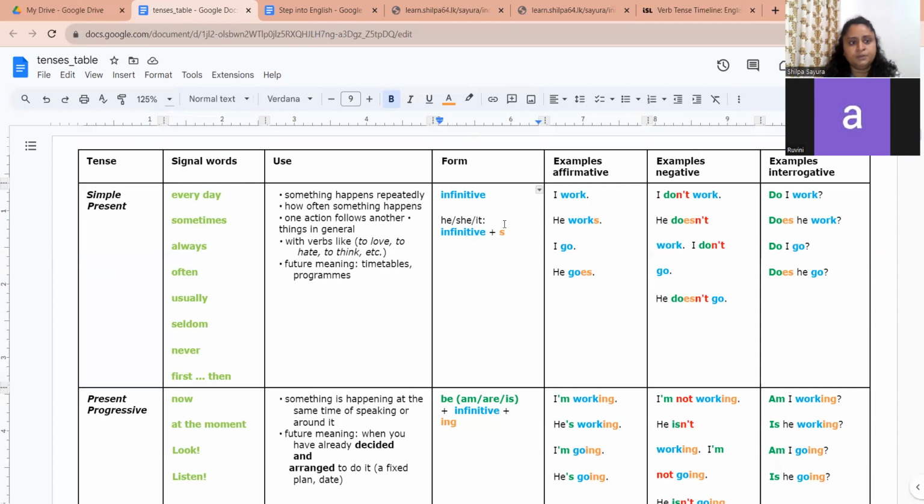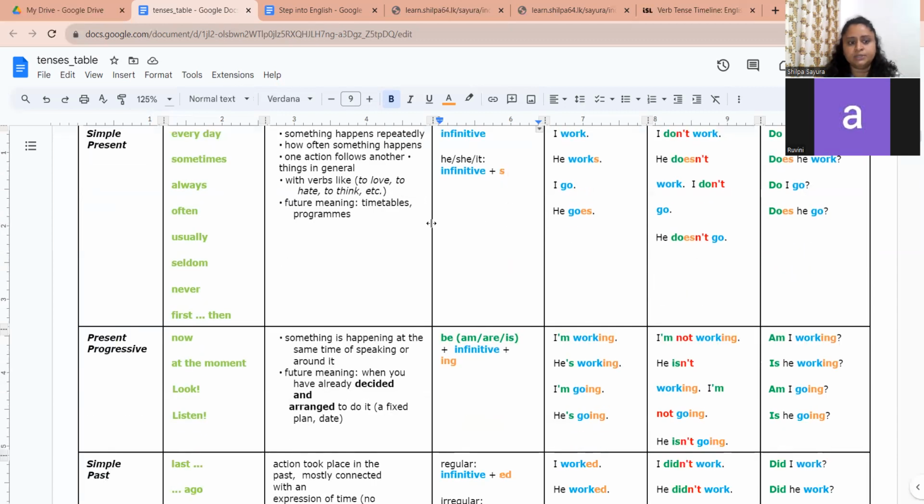Okay. So simple present tense is that. So let's see what's present progressive. Progressive, the word itself shows that it belongs to a continuous action. Something is happening at the same time of speaking or around it.